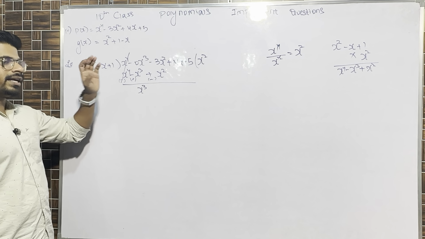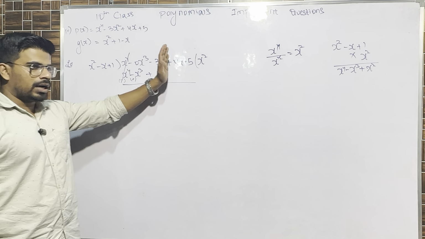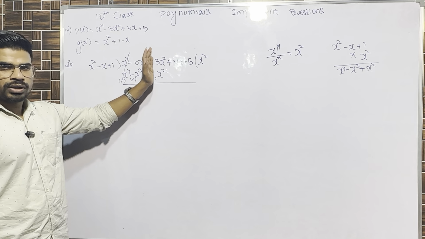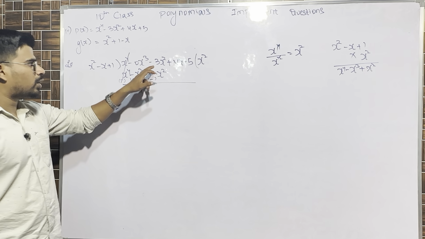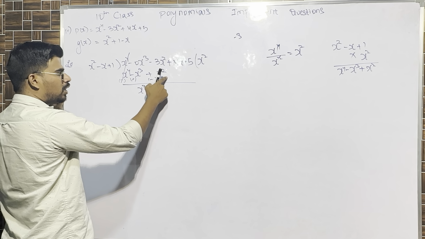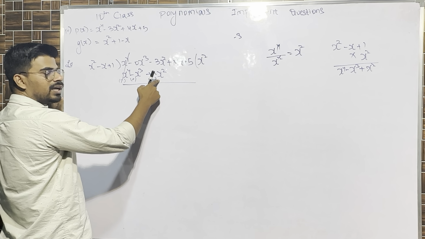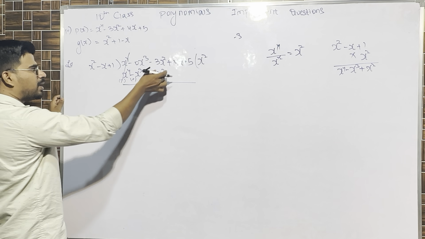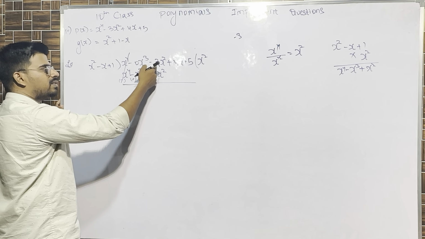Here also you guys will get a little confused. My suggestion is, do not think about x square first. Look at the coefficient. What is there? It is minus 3. Minus 3 is the coefficient of this x square. What is the coefficient of this x square? If nothing is there, 1. Coefficient means the number which is there before.